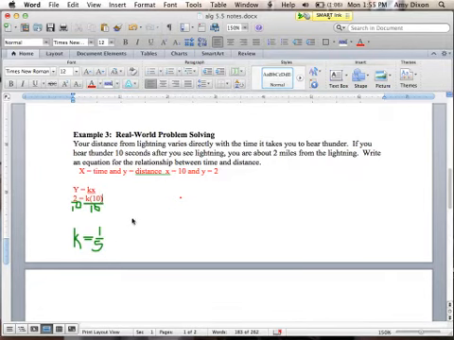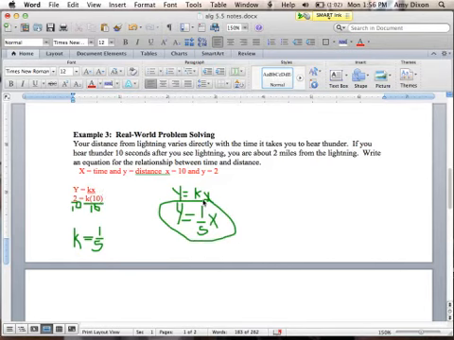So now we take this k and plug it back into y equals kx. You have to write the equation twice: the first time you plug in x and y to get k, then you plug the value you got for k in. So you get y equals 1/5 x. And that will be our equation for direct variation.